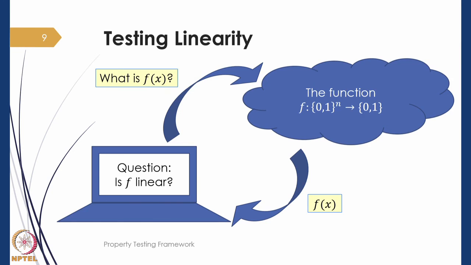The second property testing example that we will consider is testing the linearity of a Boolean function f. The Boolean function f will be stored in a cloud, and the local computer has access to the function via queries, and the queries are of the form: what is the value of f of x for some given x? And using the responses, we will have to answer the question of whether f is linear. And of course, we will formally define linearity of Boolean functions in the third segment when we discuss this topic.